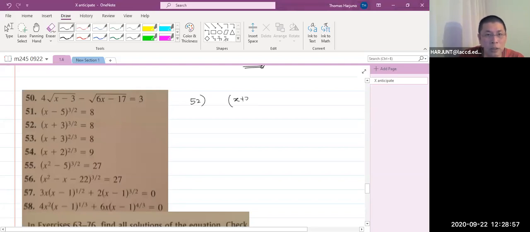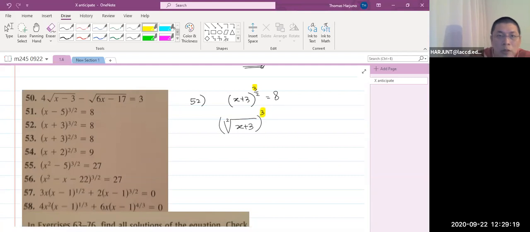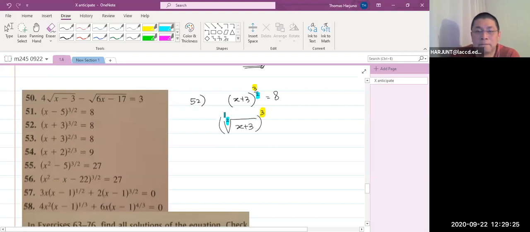x plus 3 to the power of 3/2 equals 8. Now, to the power of 3/2 means the cube of the square root of x plus 3. So the numerator of the exponent will be the exponent, and the denominator of the exponent becomes the index. Okay, now that's equal to 8.